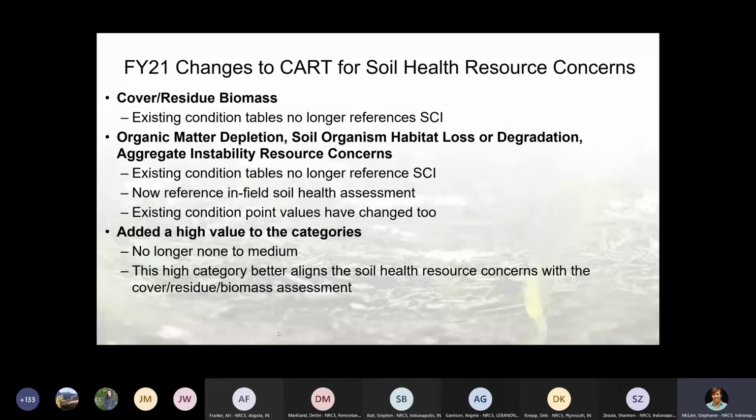In addition, the soil health resource concerns had a high value added to the categories. Last year there was just a none, low, and medium, and no high. But now they added a high. So it better aligns the soil health resource concerns and that inventory process, or assessment process in CART, with the cover residue biomass assessment.